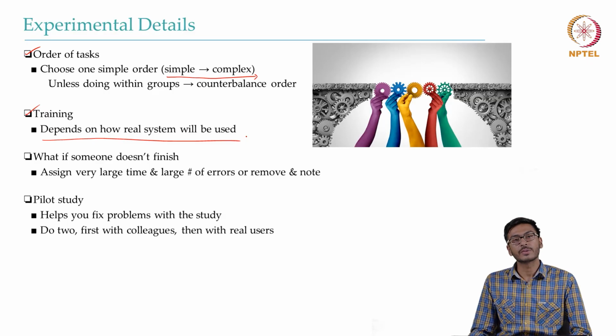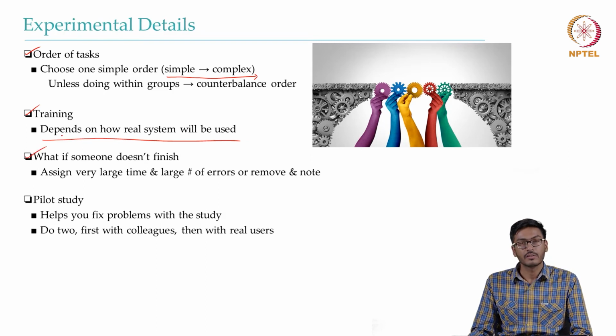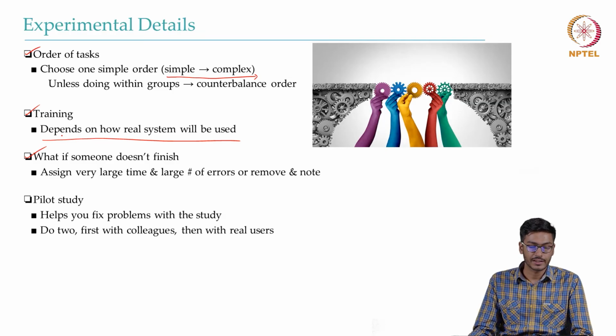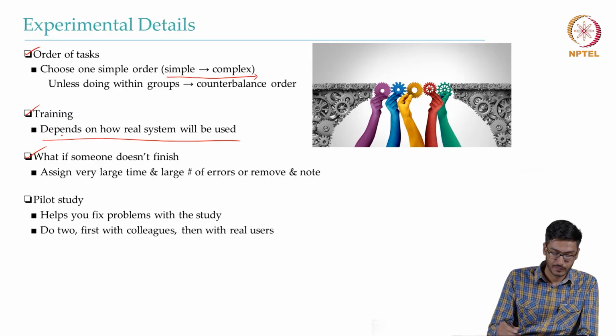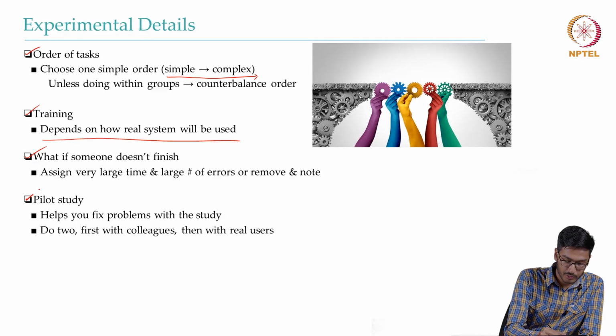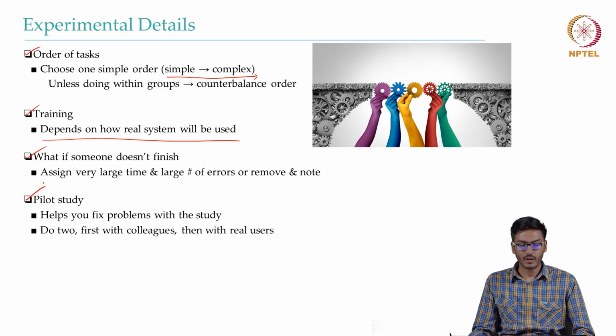So, what we are trying to accomplish here is that we keep the tasks as relevant as possible and as close to the real usage that is going to happen with the solution. We also need to take care of some of the extraneous factors, like what if someone doesn't finish because they were allotted too much time? We need to look at these factors as well while we are working out the details of the experiments.